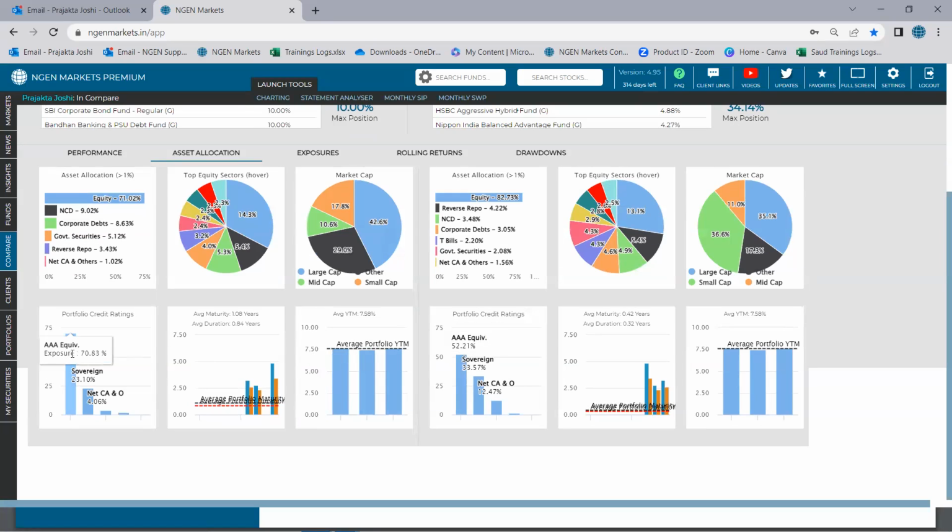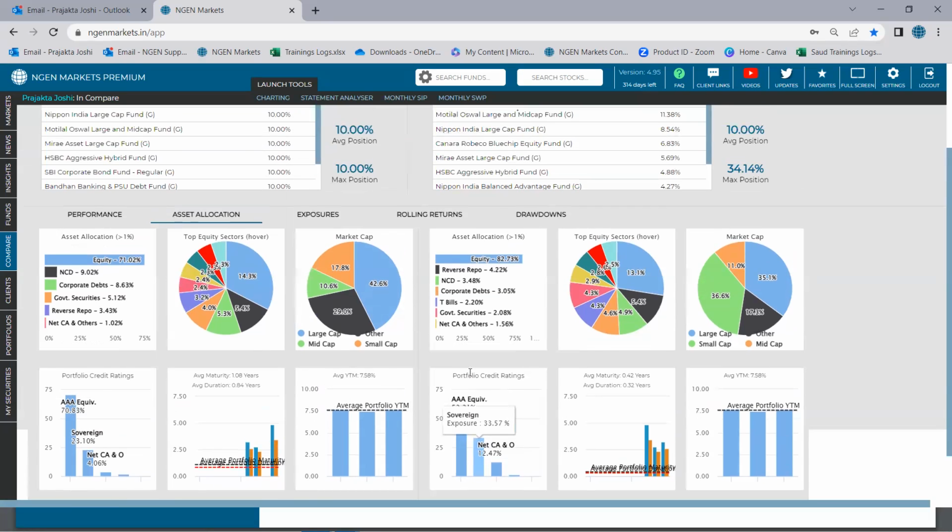So in this case, we can see that the AAA rated is definitely higher in the existing non-optimized portfolio. That's to a percentage of 70%. On the other hand, in the optimized one, AAA is only 52%. Of course, sovereign percentage has jumped up. Okay, so that can definitely be seen for the debt part of the portfolio.